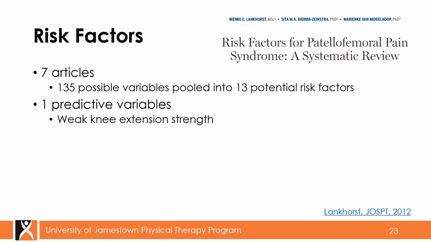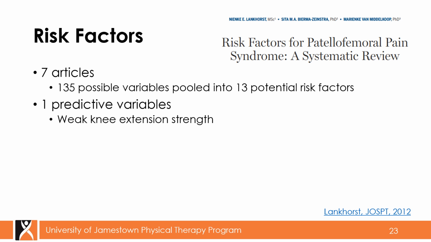The first systematic review that was looking at risk factors for the development of PFP included 7 articles, and of those 7 articles, they looked at 135 possible variables that were pooled into 13 potential risk factors. So they looked at everything from the position of your foot, to the weakness in your hip, to the quadriceps and hamstrings weakness, to age, different demographics. There are 135 different variables they looked at, and they grouped them into 13 potential risk factors.